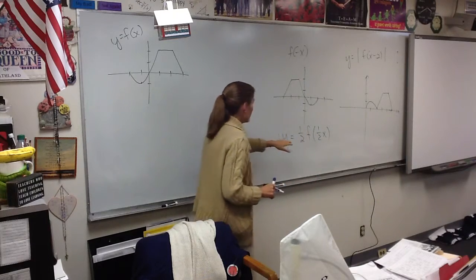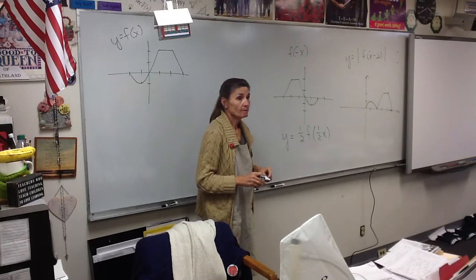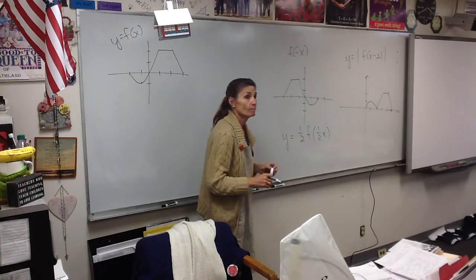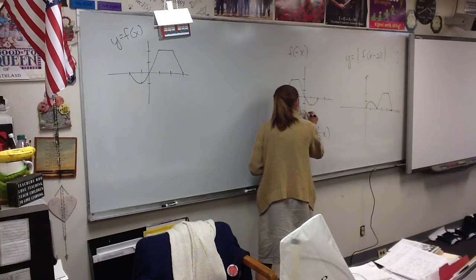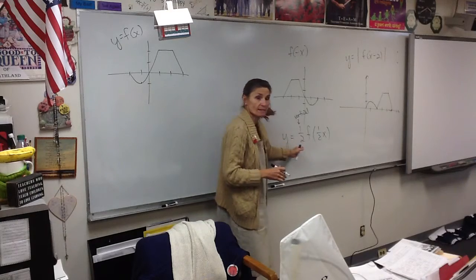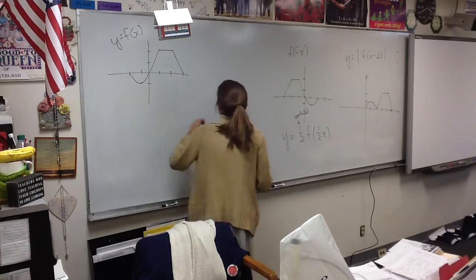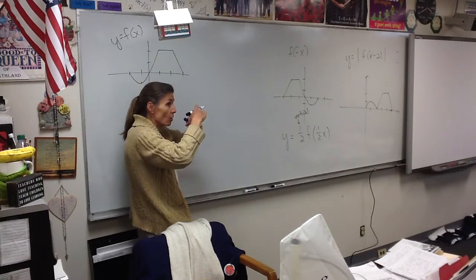What do these coefficients do? Mahela? The first one in front makes it half as tall. So this is a vertical change, right? Stretch or shrink. In this case, shrink, because it's a half. So we're going to have that picture, but it's going to be half as tall.